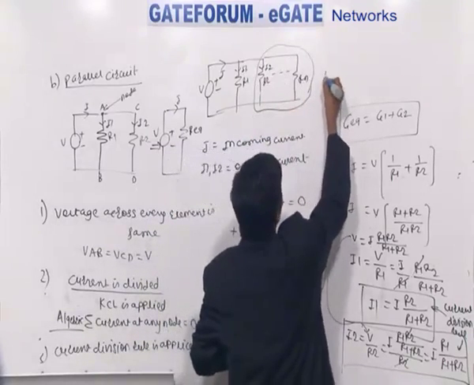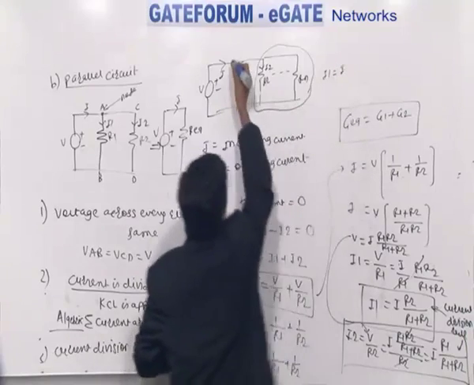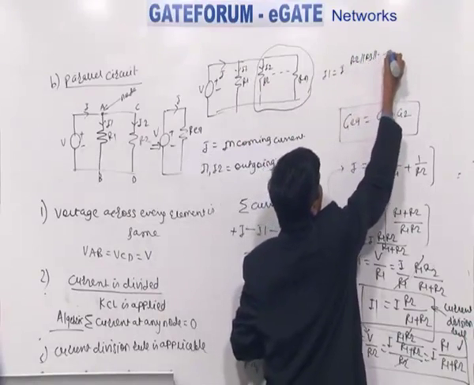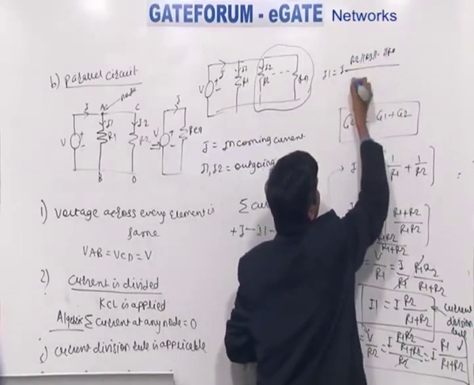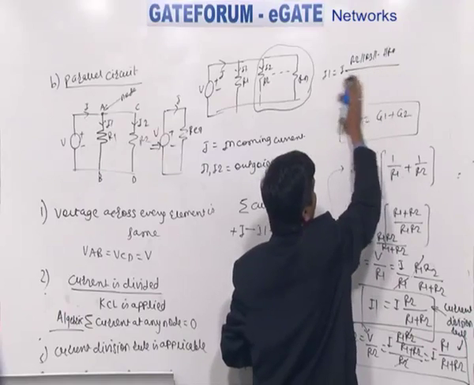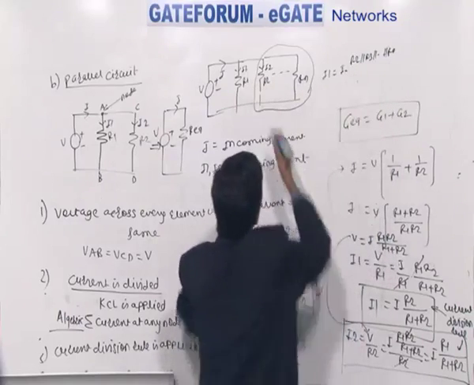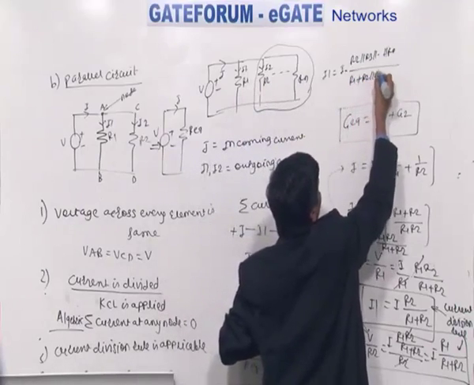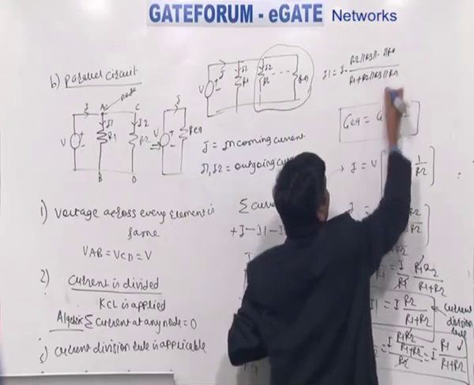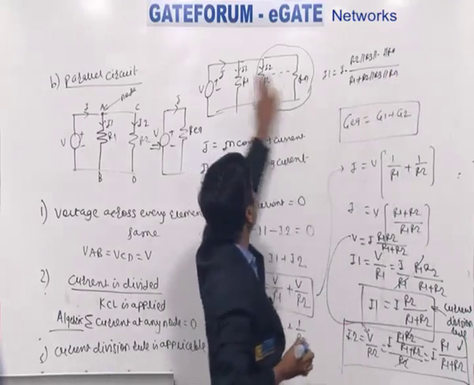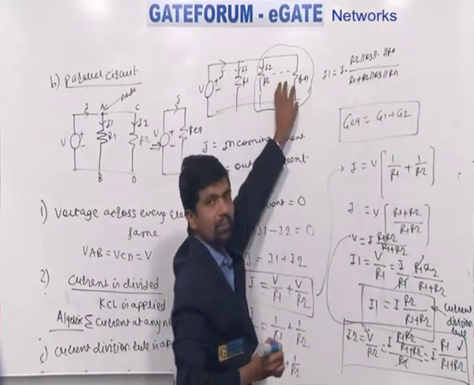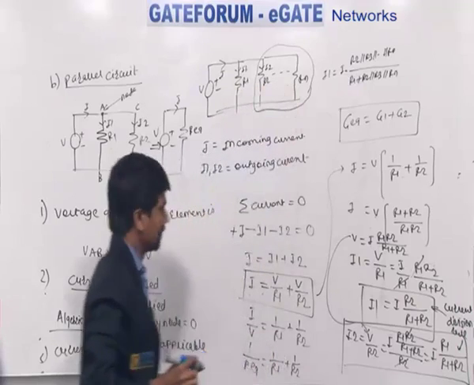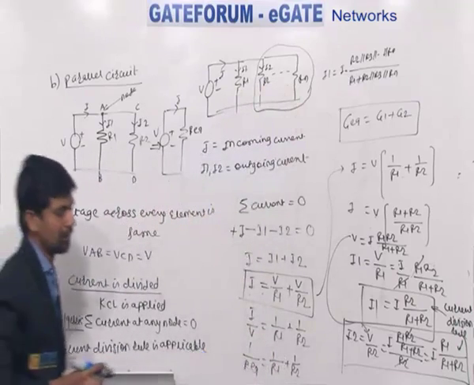So you can say that I1 is equal to the total current I into the opposite resistor, R2 parallel with R3 parallel with up to Rn, divided by R1 plus R2 parallel with R3 parallel with Rn. So the current flowing through R1 is equal to the total current into the opposite parallel combination divided by the sum of resistors. So we can say that the current division rule is applicable.